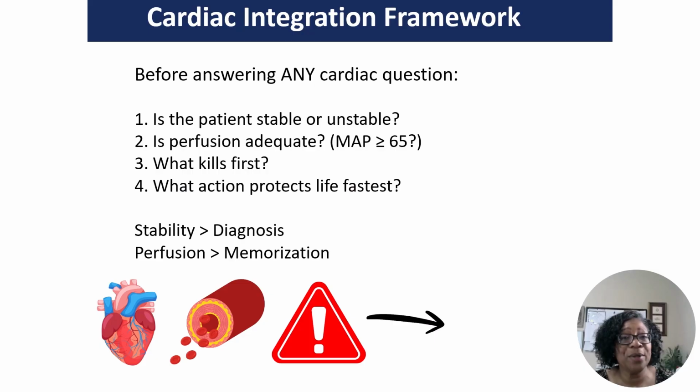And so remember, we kind of went over this in the beginning. We're going over it now. Before answering any cardiac question, you want to know, is the patient stable or unstable? Is the perfusion adequate? Is that MAP greater than 65? What would kill this patient first? And what action protects life fastest? Remember, stability is always more important than a diagnosis, and perfusion is always greater than memorization. If you can remember that sequence, that will help you a lot when it comes to cardiac questions in school and on the NCLEX.